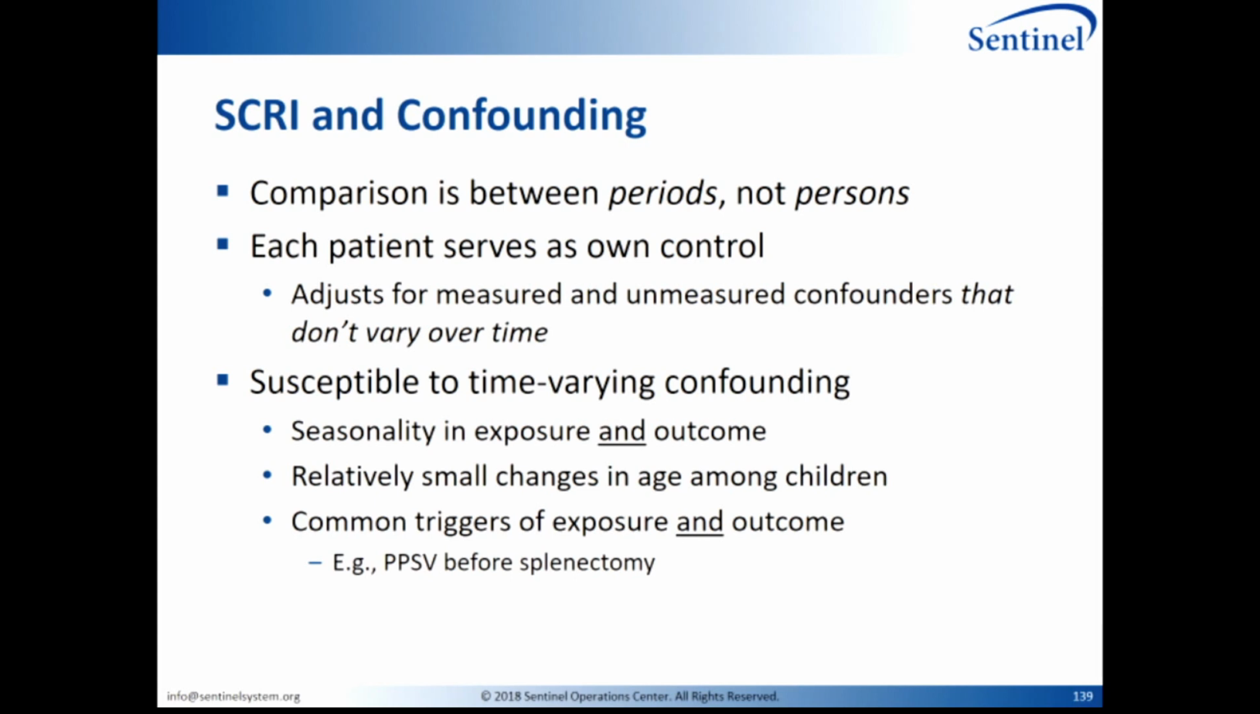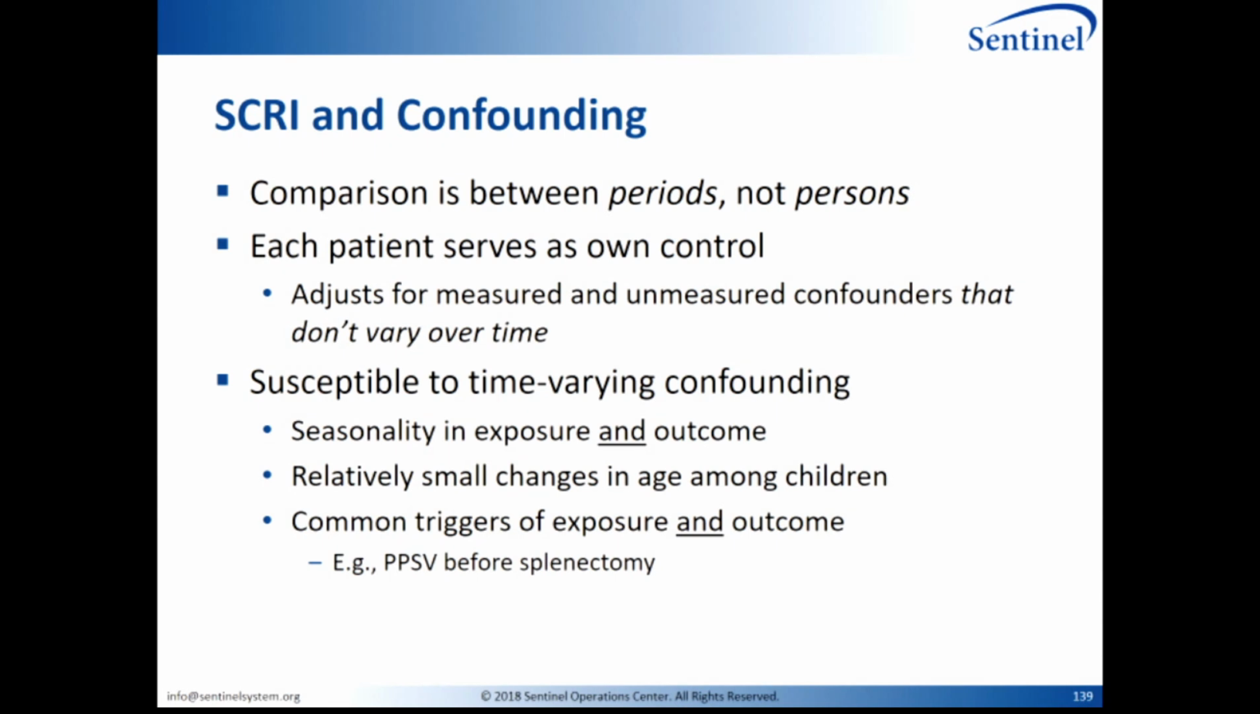In particular, seasonality in the exposure and outcome, and both are required, can bias the results of the design. Likewise, relatively small changes in age among children can be meaningful because among children, small changes in age may actually meaningfully impact their risk of various outcomes. And especially if you're looking at very young children, you may need to measure age on the level of days or weeks in order to accurately assess the variation in outcome incidence. Likewise, common triggers of exposure and outcome can bias SCRI results.